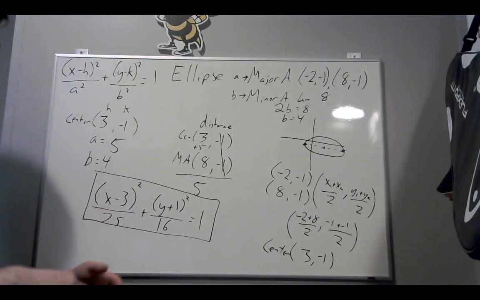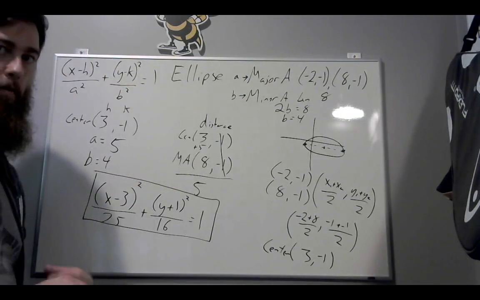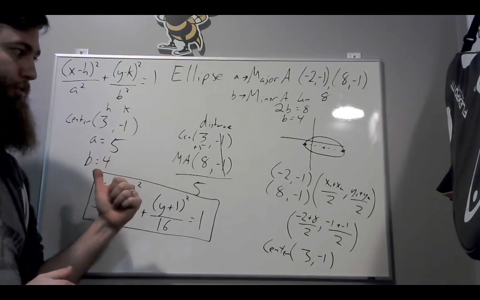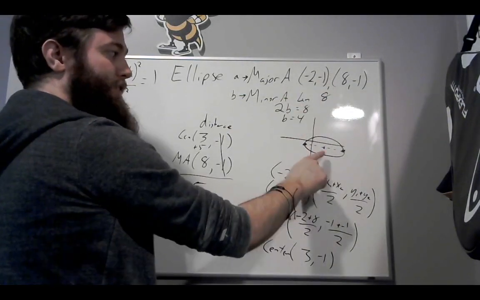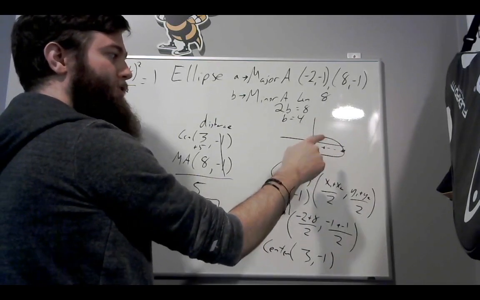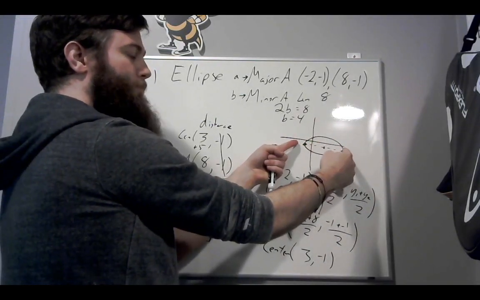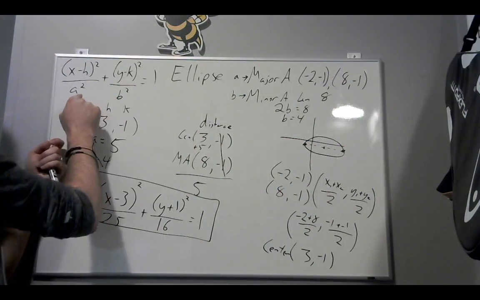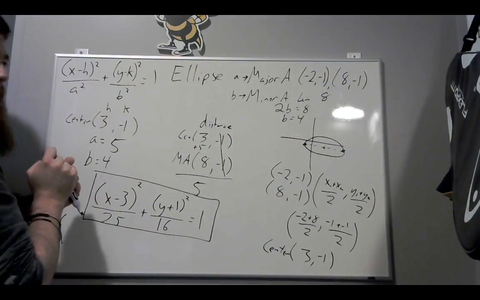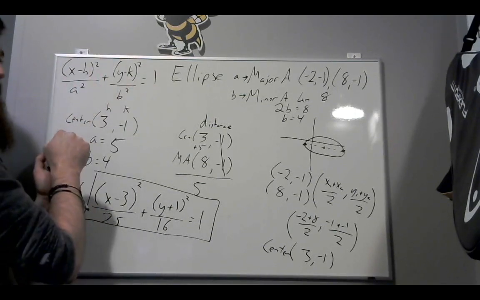So again, I'm going to just briefly go over it again, and then I'll look at the group chat to see if you guys had any messages. So I sketched it. After I sketched it, I saw that the major axis endpoints were on a horizontal line. So that told me that the a squared needed to be under the x squared. So I'm using this equation.